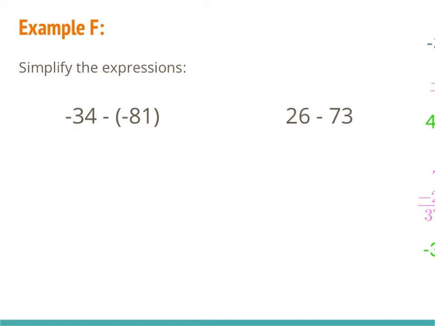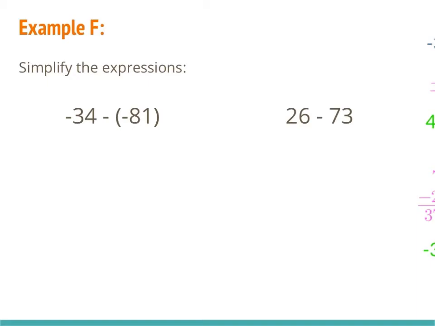Here we are at example F, and it says simplify the expressions. And I've got negative 34 minus 81, or negative 34 minus negative 81. And on the other side, I've got 26 minus 73. Okay, now we're down to having to really use our rules about addition and subtraction, because we're not going to be carrying around 81 counters or 73 counters with us in our pockets. So we're going to have to figure out a method to use that without having our counters laying around.